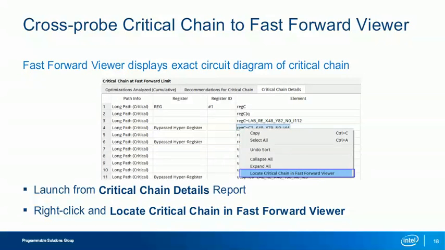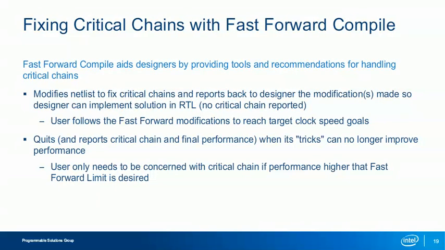For additional help in understanding the critical chain, you can cross-probe the chain into the fast-forward viewer window to view a graphical representation. Just right-click on any row of the critical chain and select Locate Critical Chain in Fast Forward Viewer. Keep in mind that your design has gone through synthesis, fitting, and retiming optimizations, so the display may look very different from your RTL. With Fast Forward Compile enabled, the Hyper Retimer modifies the netlist on its own.